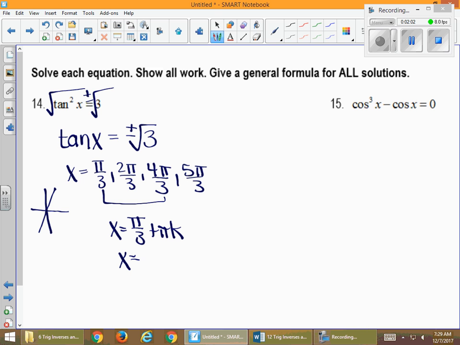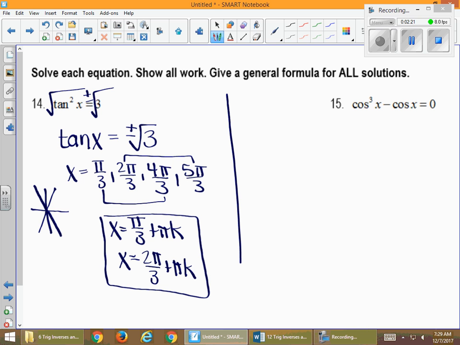2 pi over 3 is in the second quadrant and 5 pi over 3 is in the fourth. They are pi apart. So if you write 2 pi over 3 plus pi k, you can take care of both of those. Don't overcomplicate that one. Take the square root of both sides, go on with life.